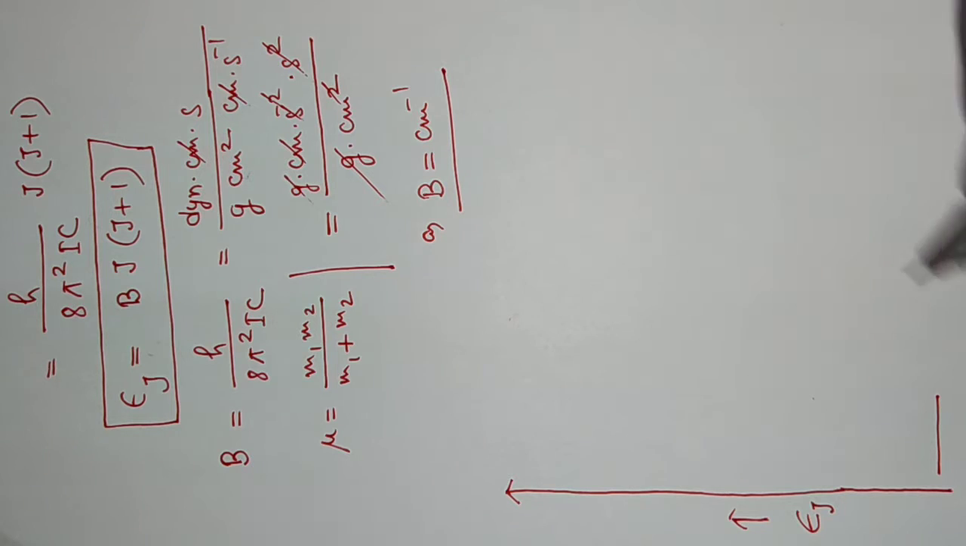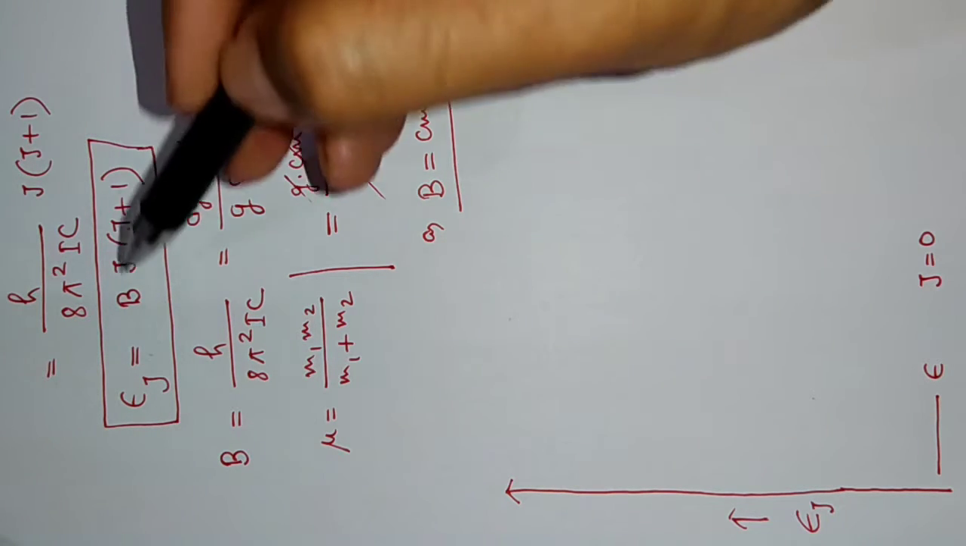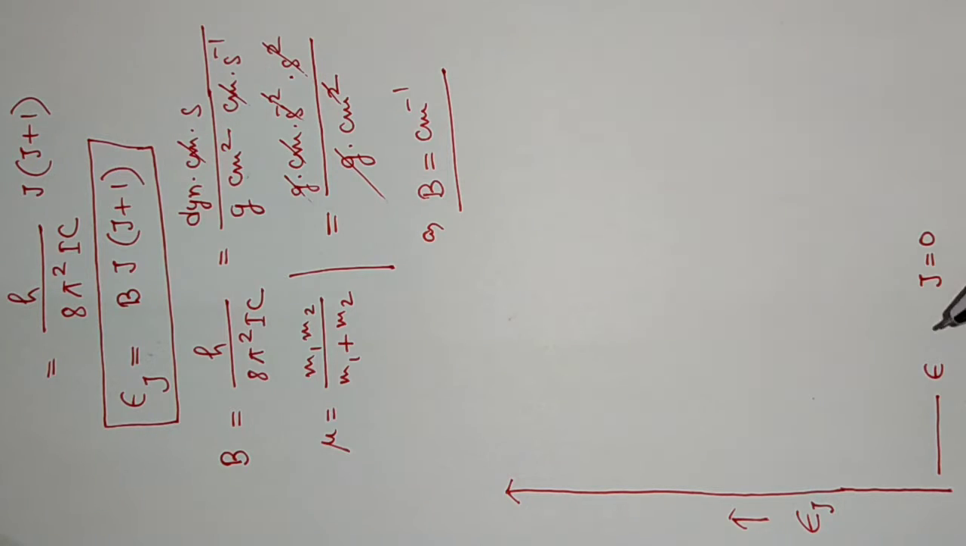For J equal to 0, what will be the energy? It will be 0 into these terms, so energy will be 0. So this is the energy of the ground state. What it means is that the molecule will not rotate, since the rotational energy will be 0.